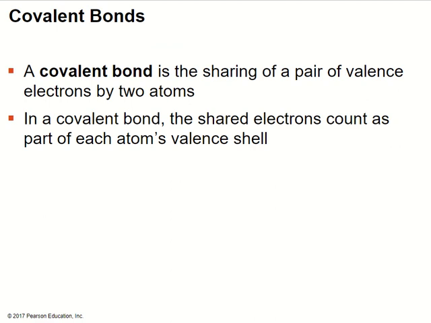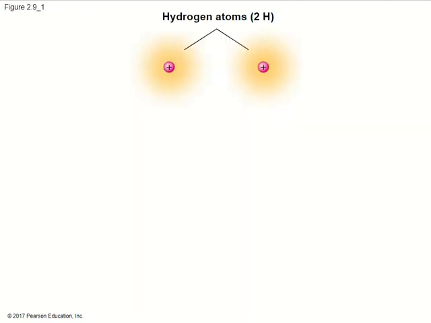A covalent bond is the sharing of a pair of valence electrons between 2 atoms. In a covalent bond, the shared electrons are counted toward each atom's total valence number. For example, 2 hydrogen atoms. Each hydrogen atom has 1 electron orbiting on the outside.